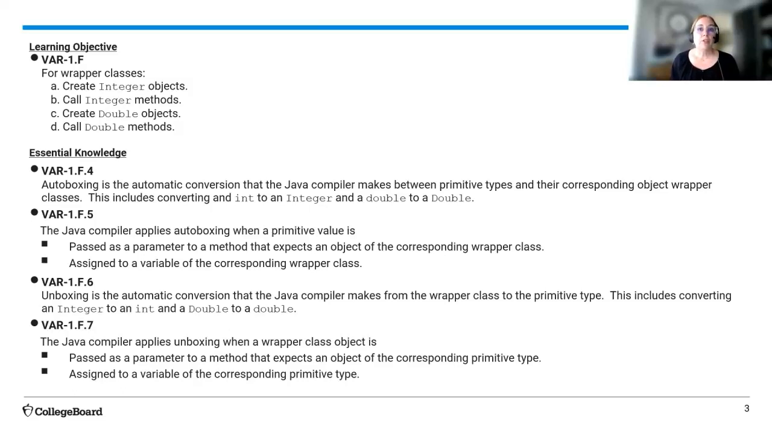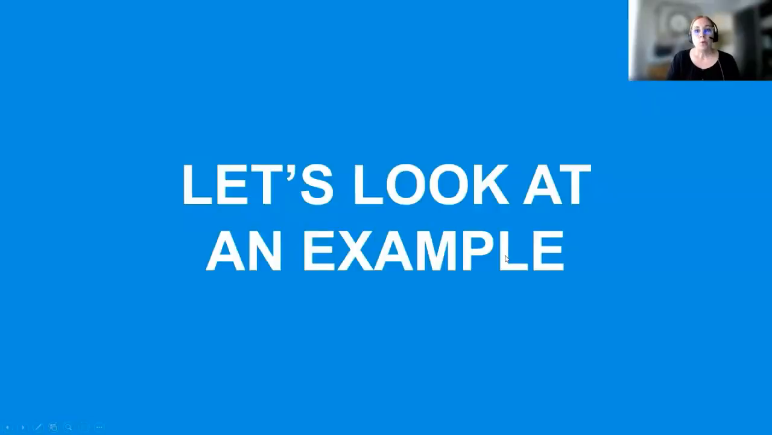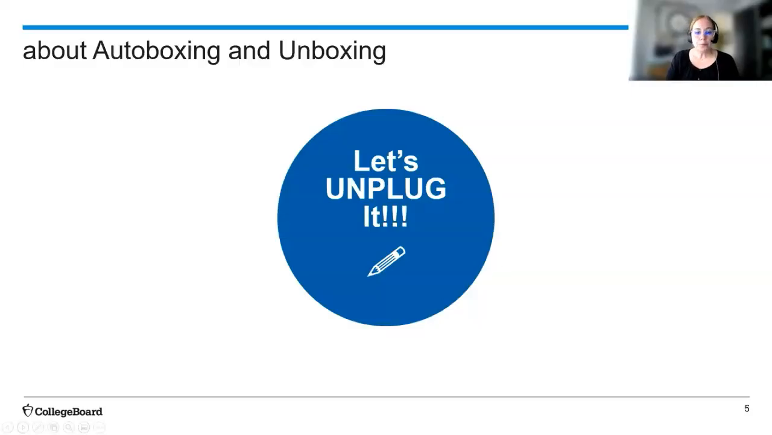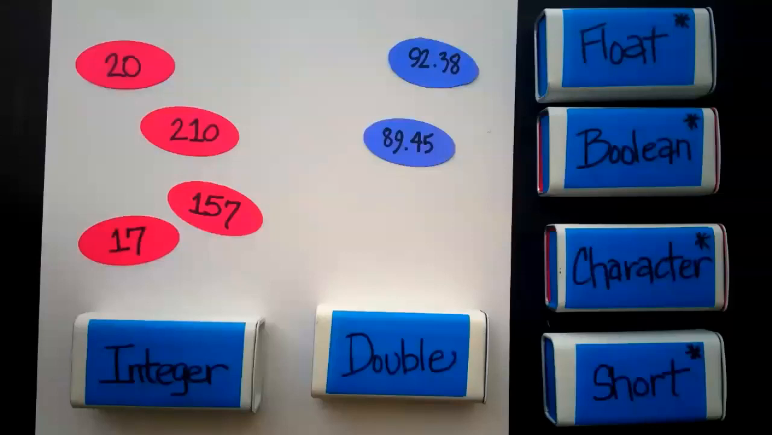Autoboxing converts primitive types to become their corresponding object wrapper class reference type. Unboxing is the reverse process, and the compiler takes care of this for us. We're going to look at an example using boxes and some ovals of data.